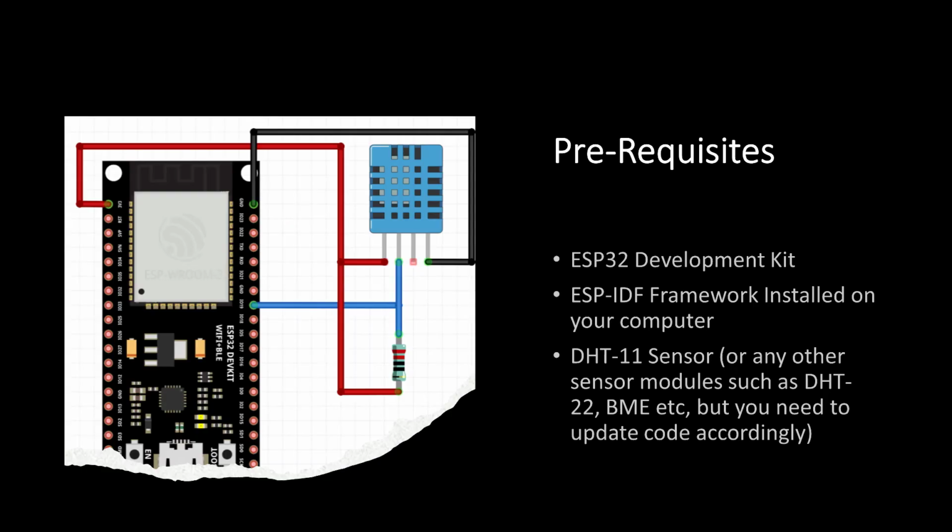Before proceeding further, let's discuss the prerequisites for this project. You should have an ESP32 development board, and since we are using the ESP-IDF framework for the development of this project, make sure that the ESP-IDF framework is installed on your computer. And then we need a DHT11 sensor, which is used to measure temperature and humidity values. You can use any other temperature sensor, such as the DHT22 or BME sensors, but then you have to adjust the sensor-related source code accordingly, because this project is specifically made for DHT11 only.